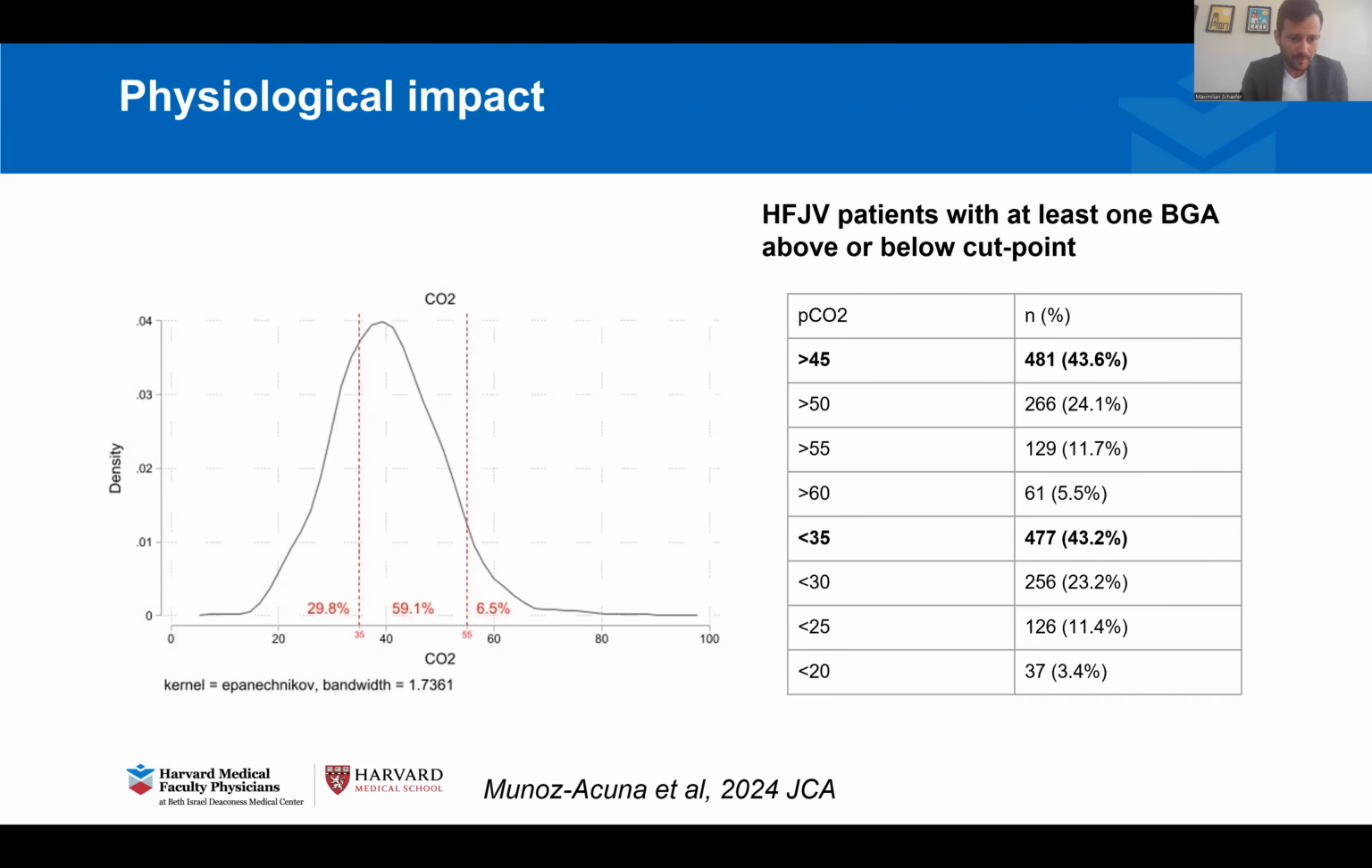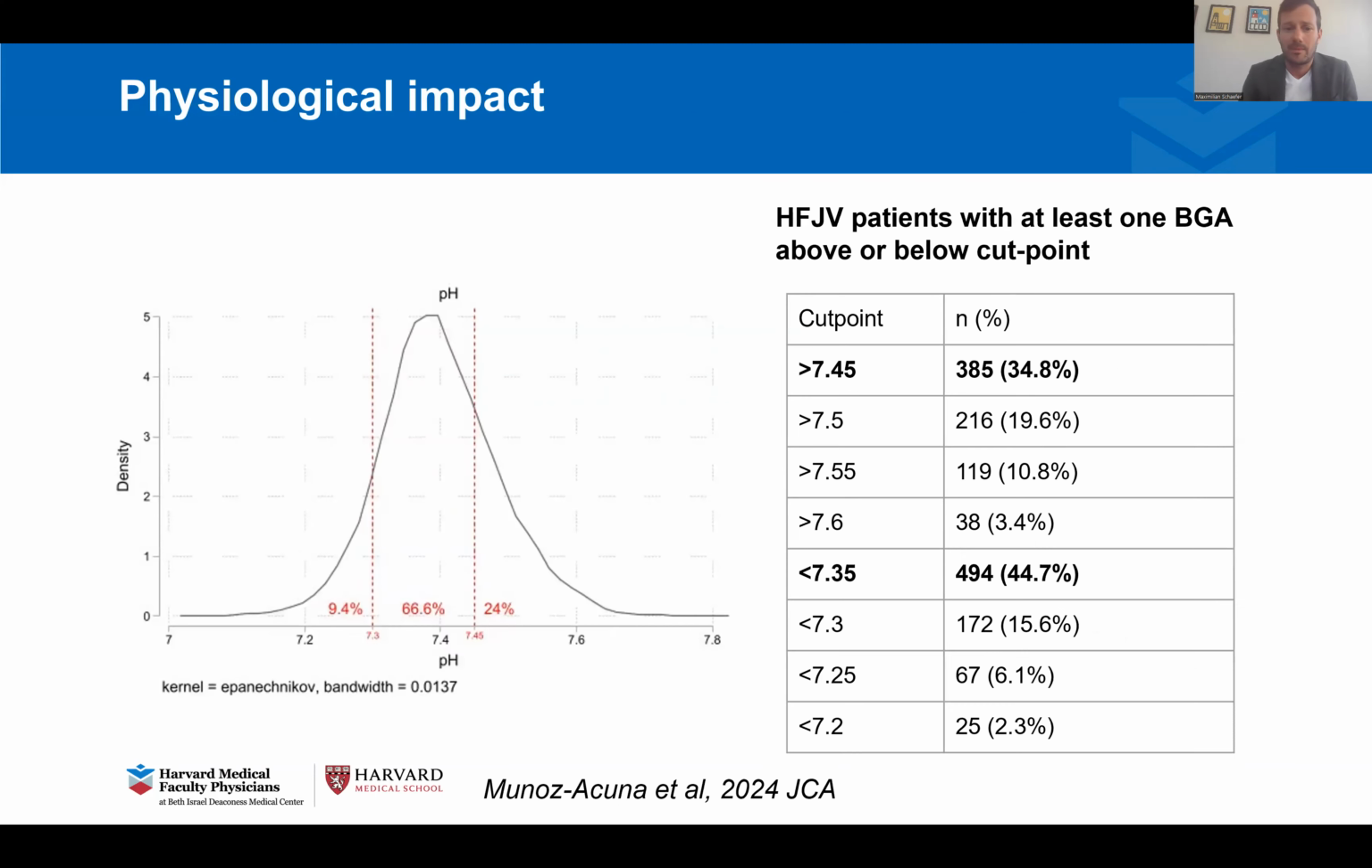So this is what I was talking about. There was a publication that was published last year online and just got out in a print issue. So this is the number of patients that we saw. We analyzed about 1,000 patients undergoing jet ventilation at our institution. And these are the proportion of patients that had at least one blood gas analysis above or below a certain cut point. And you can see that a little less than half had a PCO2 of more than 45 or below 35. So that was quite substantial: we saw a lot of patients with either hypo or hyperventilation.